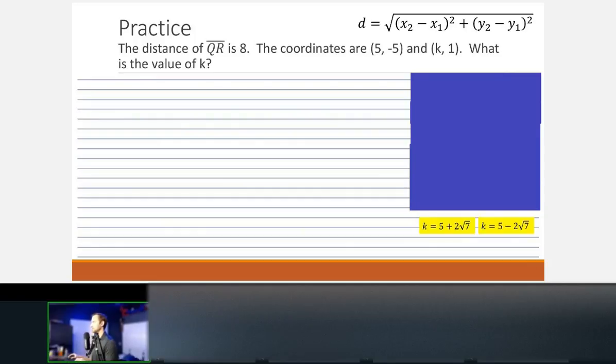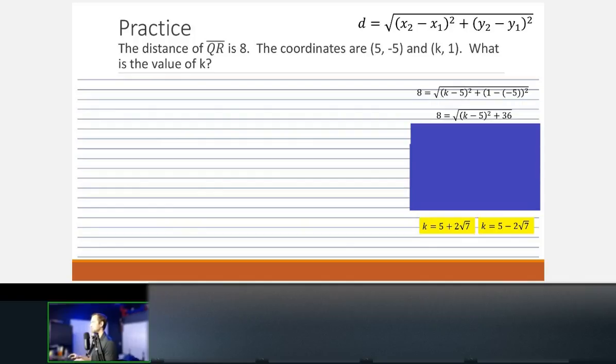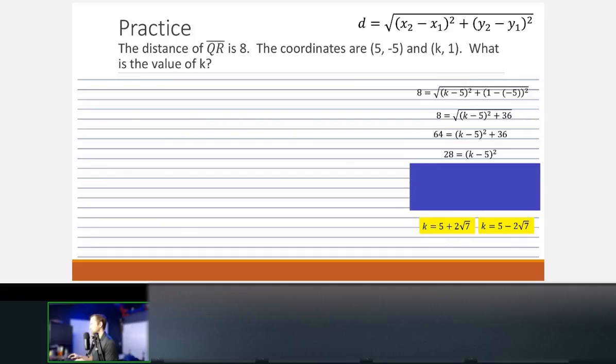Okay, so let's just quickly look at the work. You should have labeled your points on your paper. We do the math. We square both sides. You subtract 36. Then we square root both sides. Don't forget plus or minus. And the square root of 28 is 2 radical 7. Just looking at people's work in the chat.